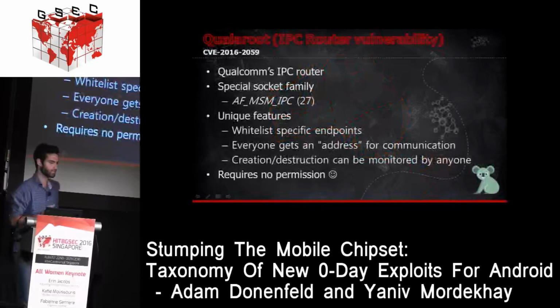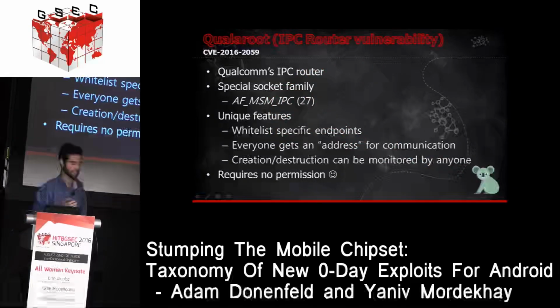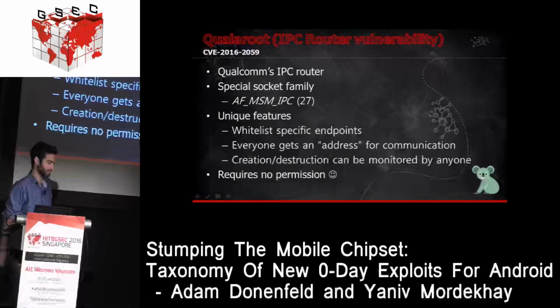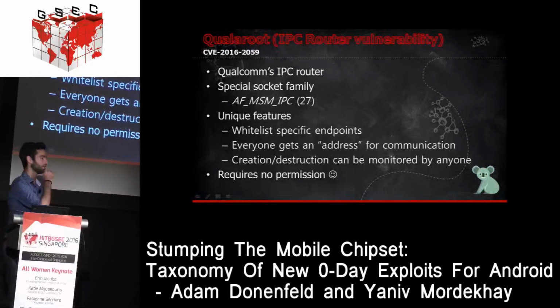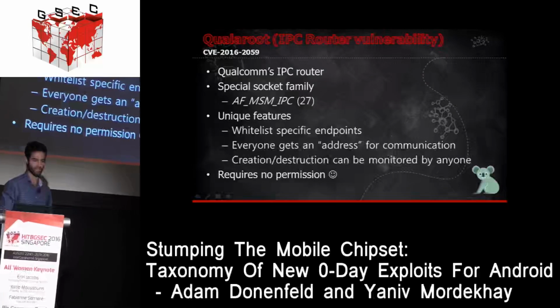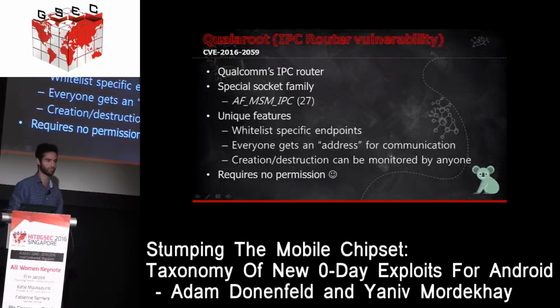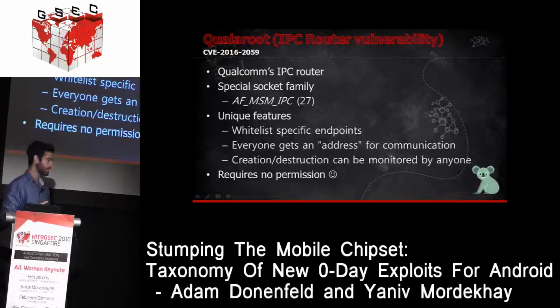Okay, so Qualroot is a vulnerability in the IPC mechanism of Qualcomm. It's simply a new address family in the system, like any other socket. And it resembles the average use of IPC mechanisms, except that it has a few interesting features. For example, as a socket, I can whitelist or blacklist other endpoints in the system based on their group IDs, for example. And another cool feature which we're going to focus on is that I can monitor creation or destruction of new sockets in this address family.